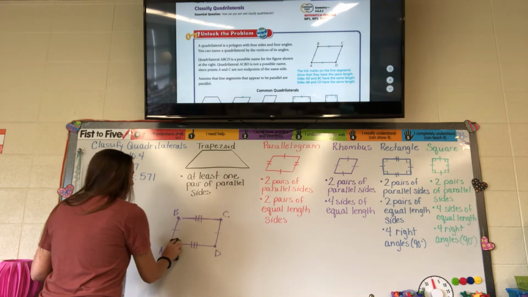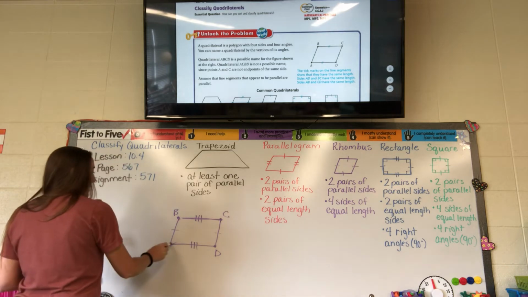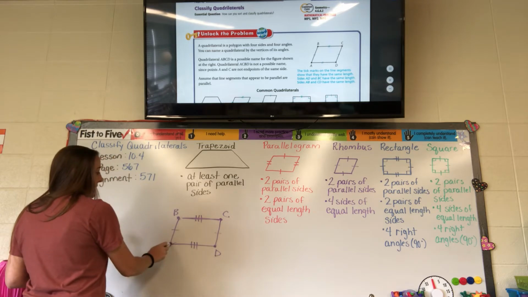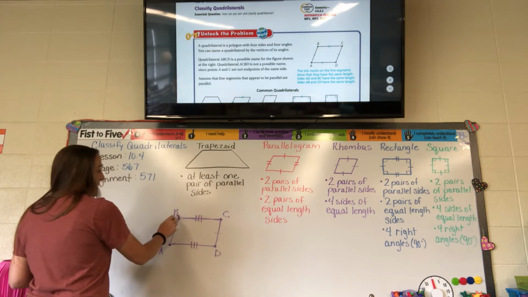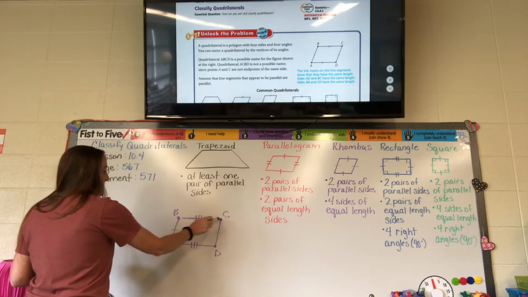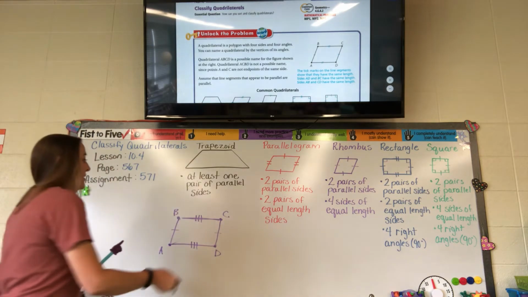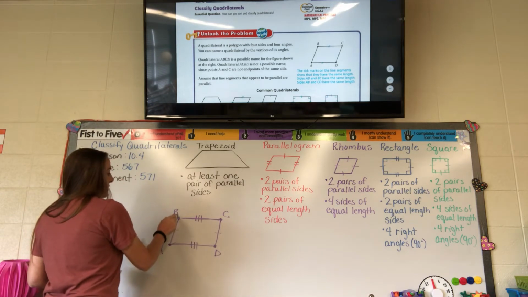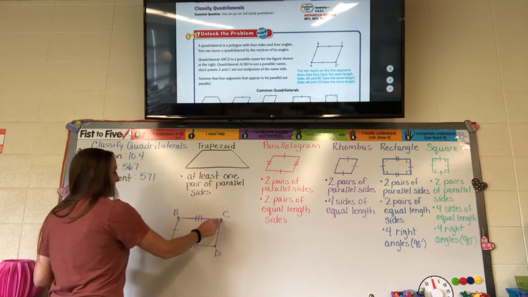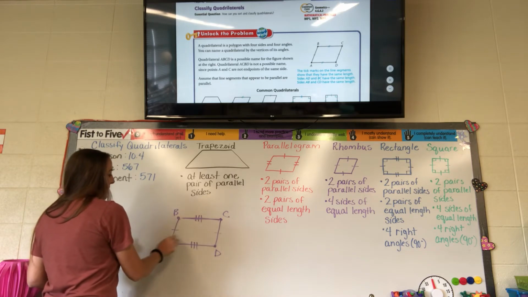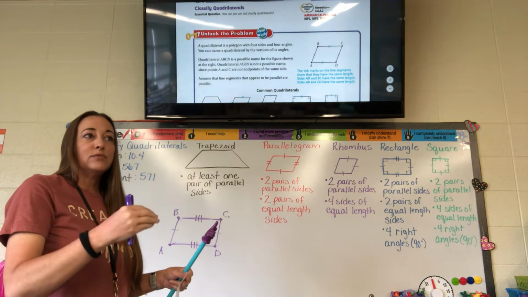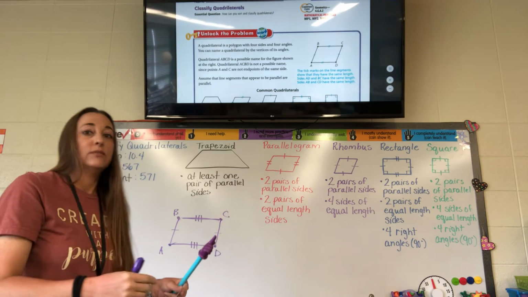So we could name this quadrilateral A, B, C, D. It could be B, C, D, A. It could be C, D, A, B, or D, A, B, C. Or you could go the other way, starting with the A and going A, D, C, B. Or B, A, D, C. Or C, B, A, D. Or D, C, B, A. What you can't do is use letters that aren't connected to each other directly.